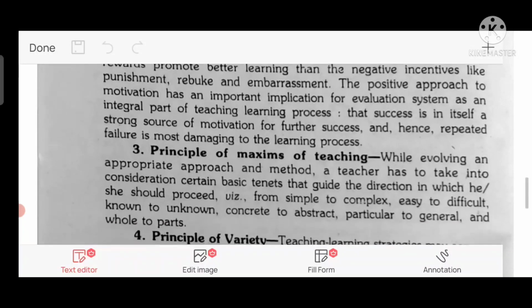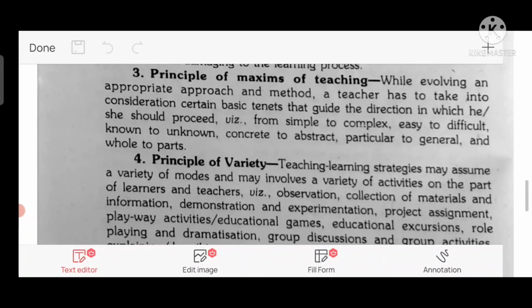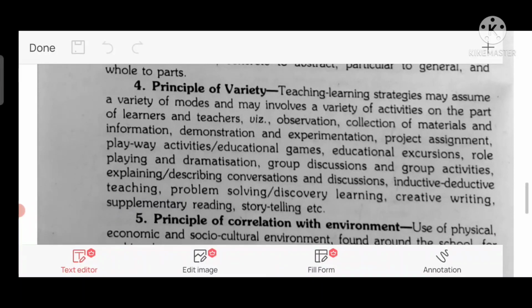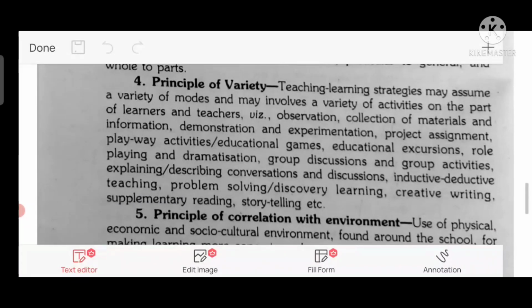Point number 3, principle of maxims of teaching. While evolving an appropriate approach and method, a teacher has to take into consideration certain basic tenets that guide the direction in which he or she should proceed. Point number 4, principle of variety. Teaching learning strategies may assume a variety of modes and may involve a variety of activities on the part of learners and teachers.